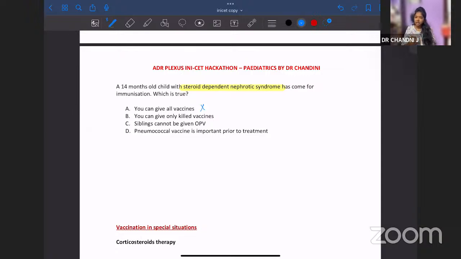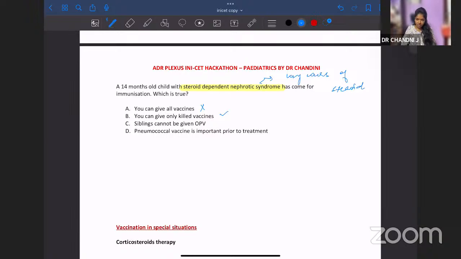Because in steroid-dependent nephrotic syndrome, you're going to give a long course of steroids. It is not a short course. So the child is in an immunocompromised state. In those children, live vaccines are contraindicated. You can give only killed vaccine.